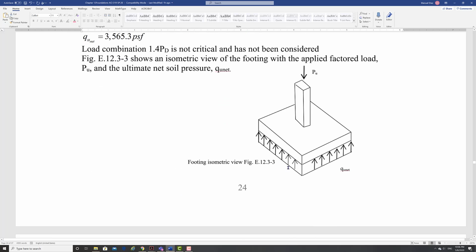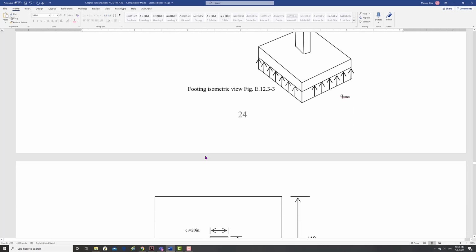So here is then the footing with the pressure. Again, you can turn this around and look at it like it's a slab on top of a column, and this is your reaction, right? You can look at it that way.